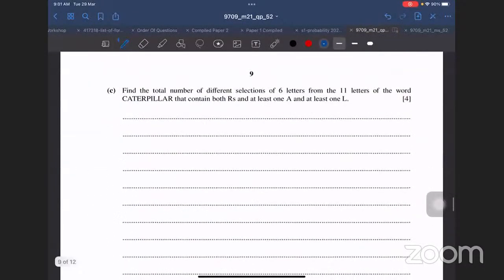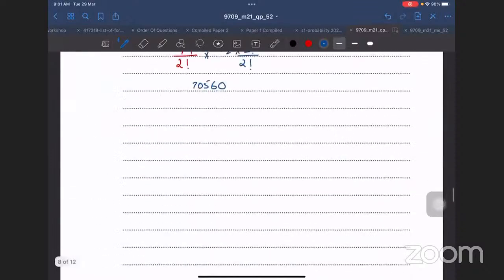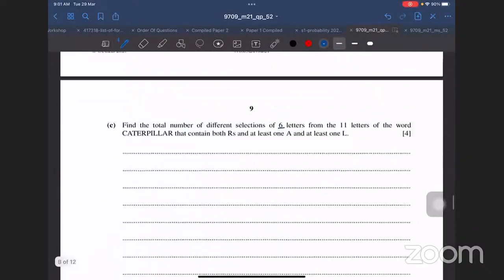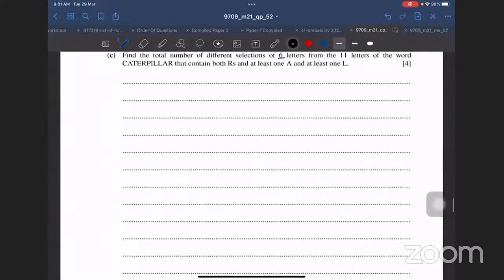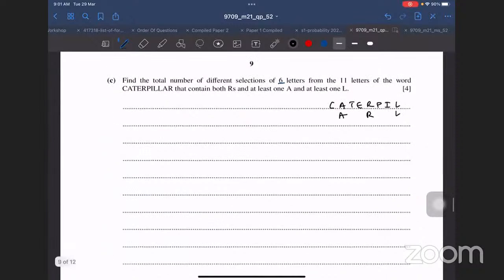Okay. It says find the total number of different selections of the 6 letters from the 11 letters. So let me just bring the 11 letters down. In fact, I'm going to write that again. Caterpillar. Okay, I need to select 6 letters that contain both R's.